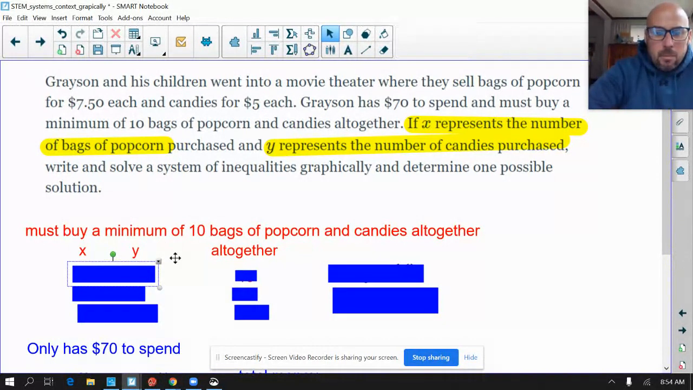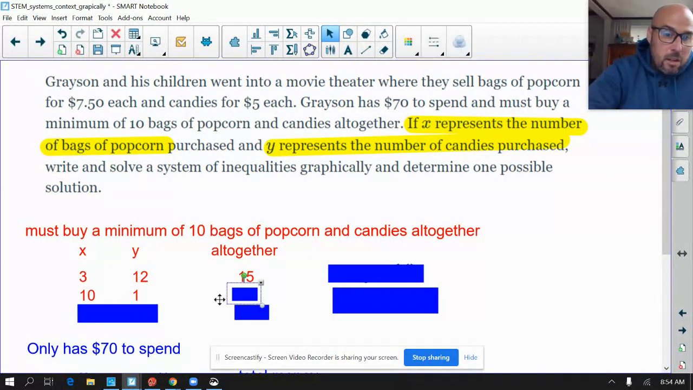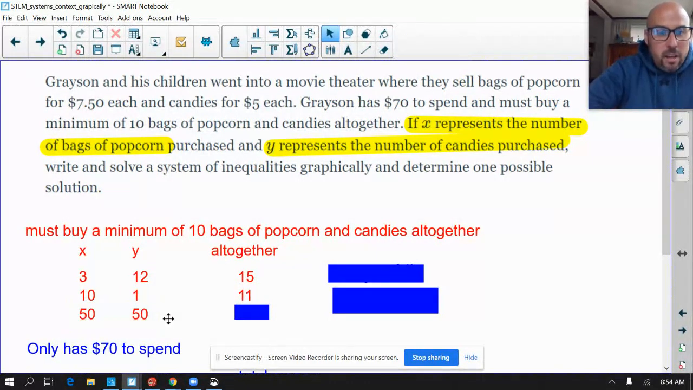So, is it possible for X to be 3 and Y to be 12? So 3 bags of popcorn and 12 bags of candy? Yeah, that would be 15 items. So, that's at least 10. Could he have 10 bags of popcorn and 1 bag of candy? Yes, that's 11 bags altogether. That's more than 10. Could he have 50 of each? Yes, that's 100 things in total. So, that's at least 10. So far, here are 3 scenarios for Grayson. Unless his kids are extremely, I don't know what the word is, 50 bags of popcorn, 50 bags of candy.